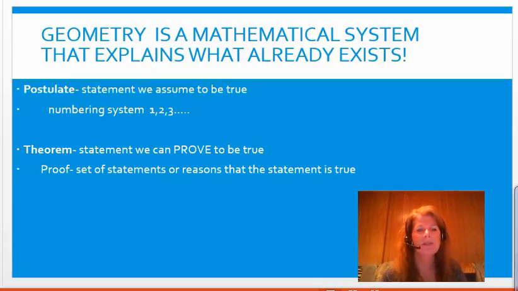The other type of statement in geometry is called a theorem. A theorem is a statement that we can prove. And the set of statements that you use to prove a theorem is called a proof.